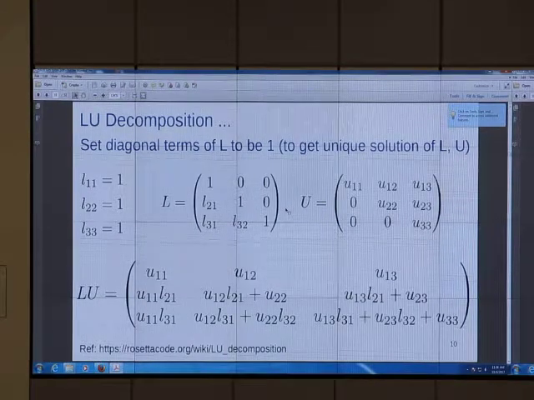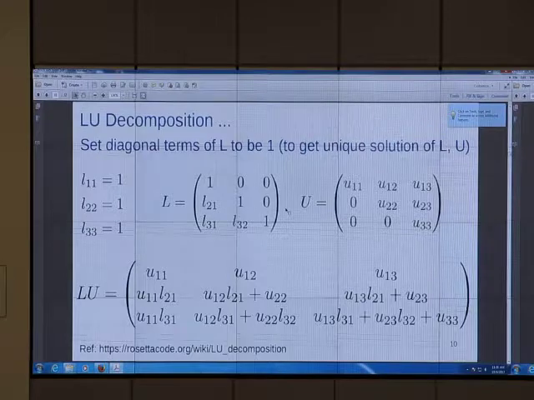Alright, now how do we get L and U? How do we do LU decomposition? There are a couple of methods. I will just tell you one. Okay. So first, let's set the diagonal terms of L to be just 1. So L is 1 0 0, L21 1 0, L31, L32, and 1. Okay. For U, the bottom left is 0, and the diagonal terms are the new values. Okay.